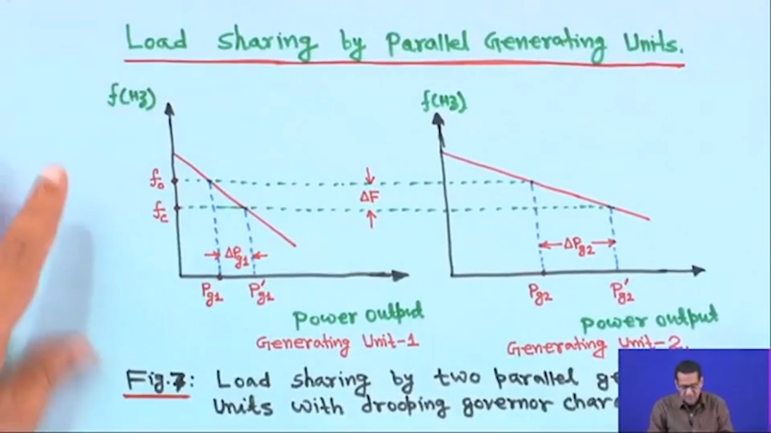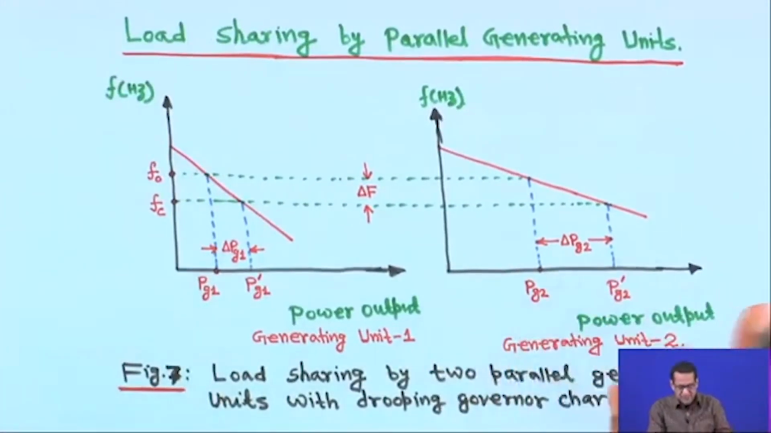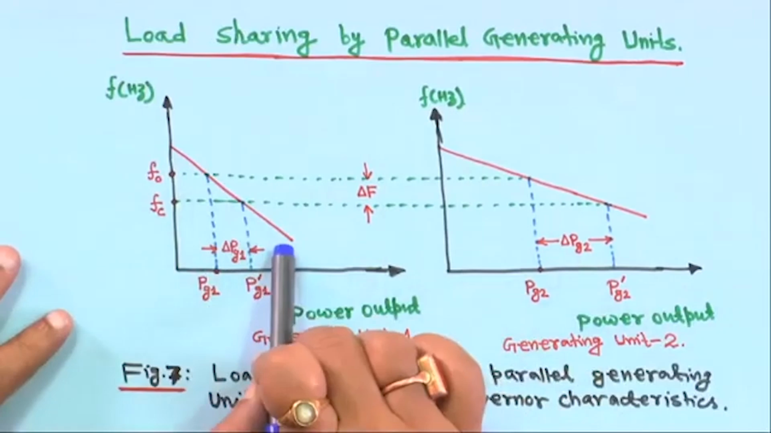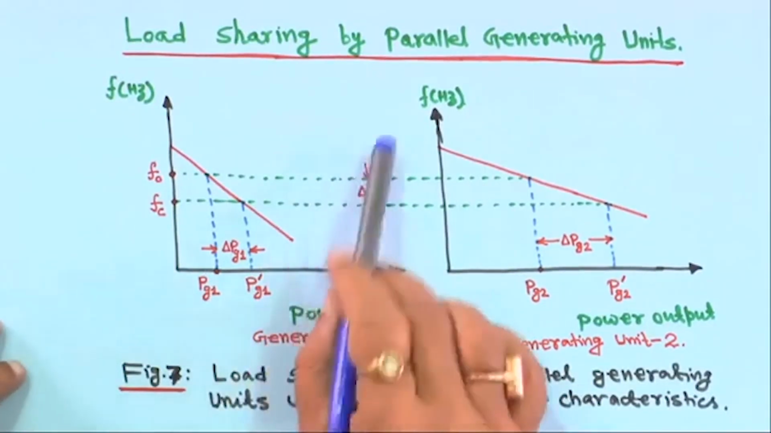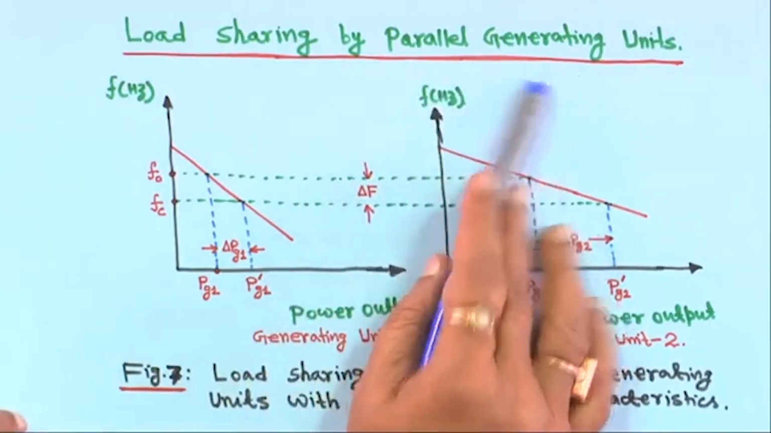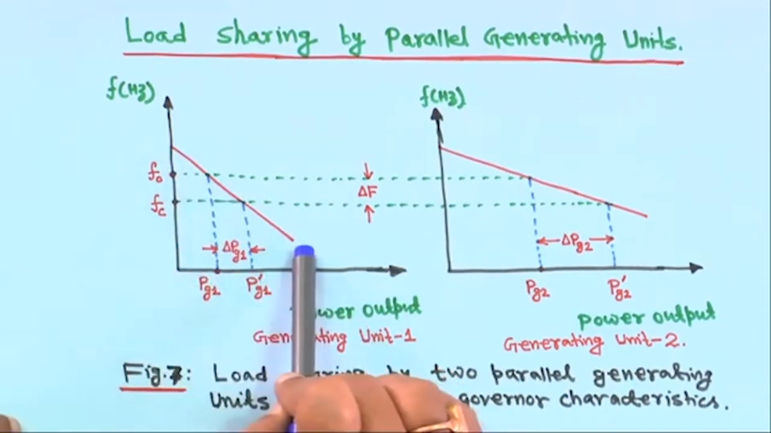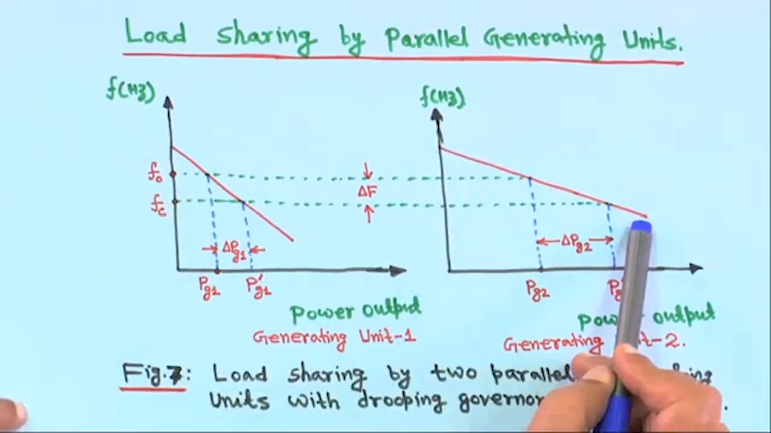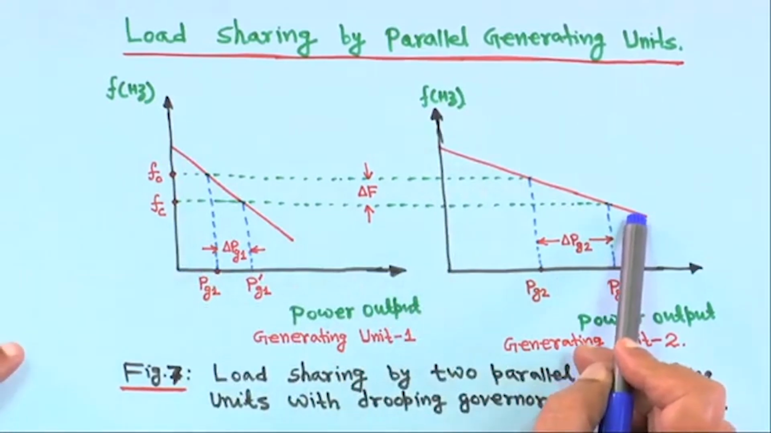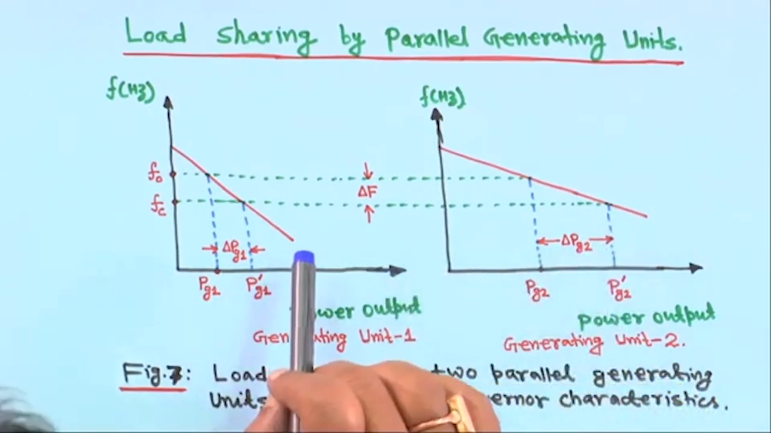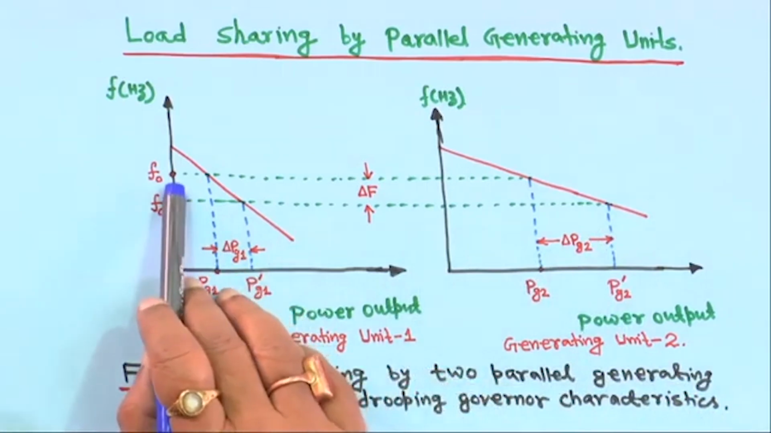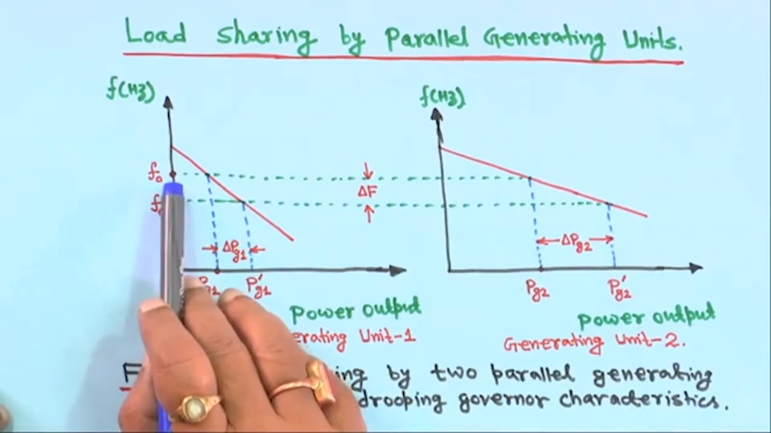Now, suppose you have 2 generating units operating in parallel. First you understand, then we will write up the other things. This is the load sharing by parallel generating units, both having different speed droop characteristics. This generator has this kind of characteristic, and this generator has this kind of characteristic, but they are linear. Initially, suppose the generators were operating at a nominal frequency f0.